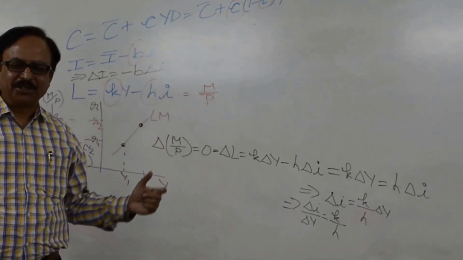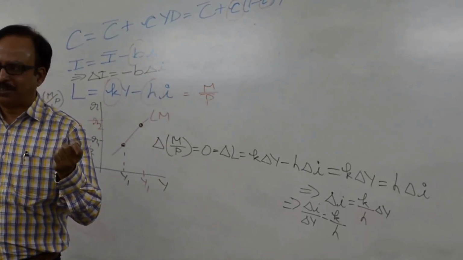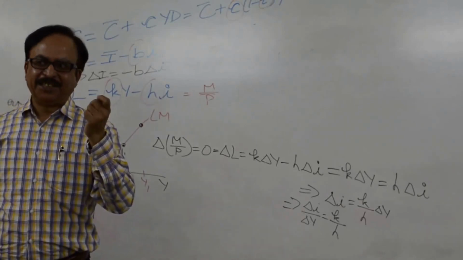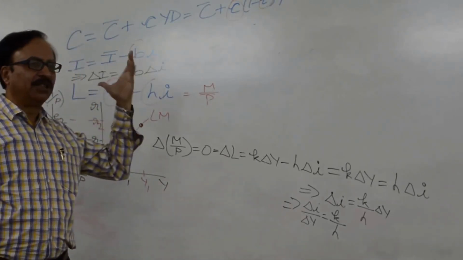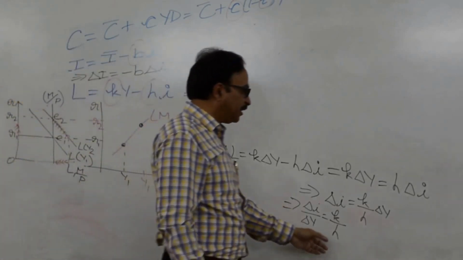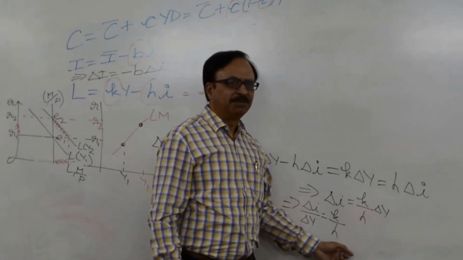Now the question is, what is the economics of this? Why is it that if K is greater, the slope of the curve has to be greater? Yes, mathematics says that. Mathematics is pretty simple.